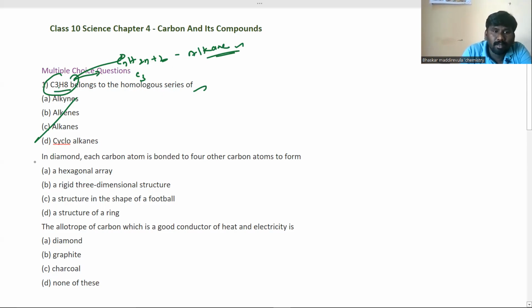Next, second question. From here also they will ask questions on the allotropic forms of carbon. So what do we mean by allotropic forms? The same element exists in different forms. So what is allotropy?